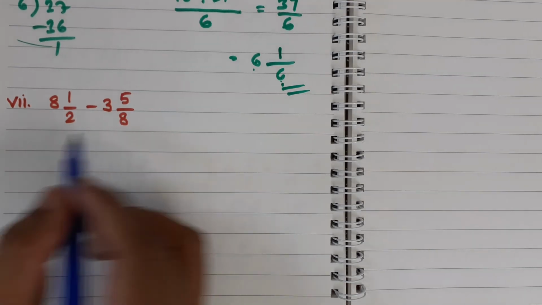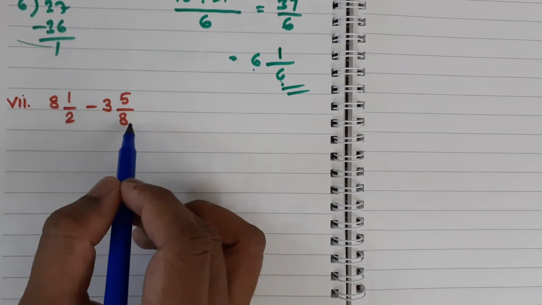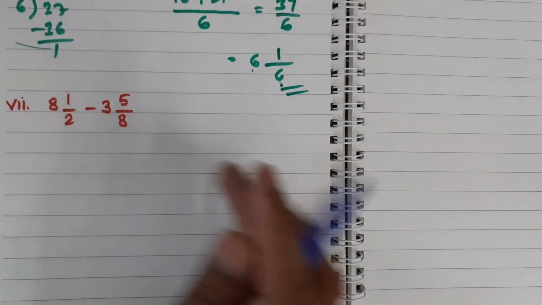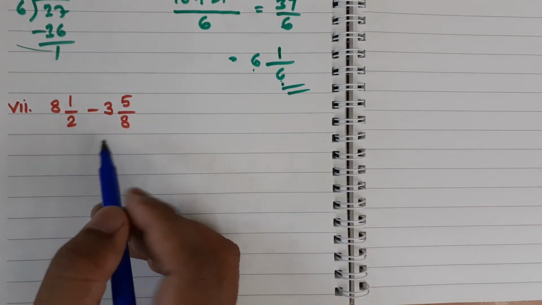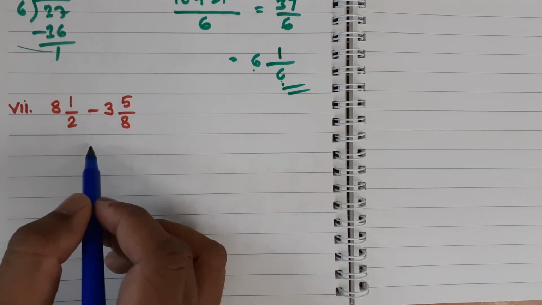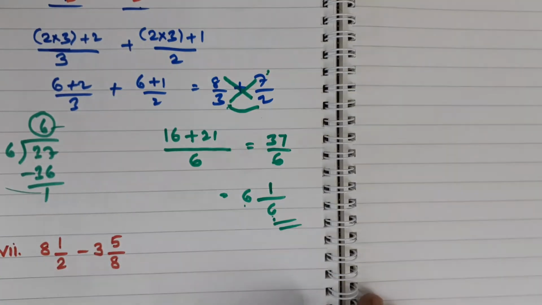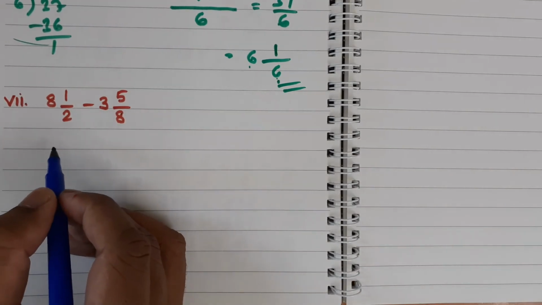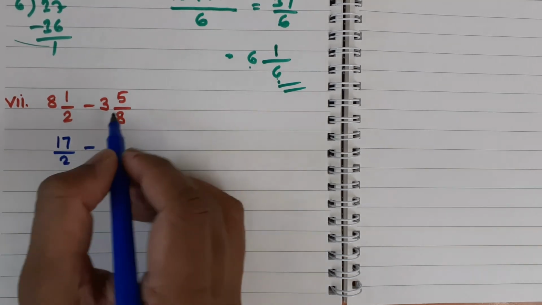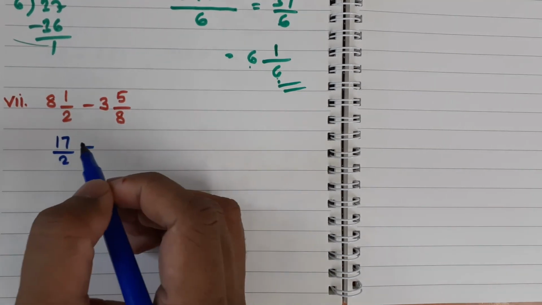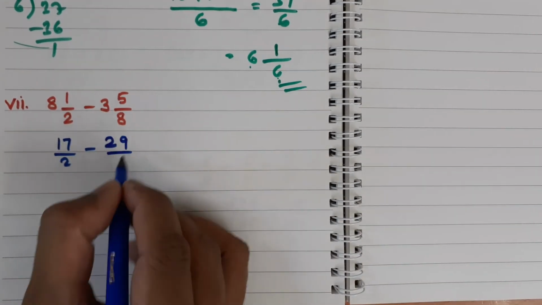Okay guys, let us solve the last one, the seventh one. 8 1 by 2 minus 3 5 upon 8. So we have the mixed fraction here. So our first step is to change this mixed fraction into improper fraction. Let us change this. Now I am doing it directly. Here already I showed you how to change the mixed fraction to improper fraction. 2 into 8 is 16, 16 plus 1 is 17 upon 2, minus 3 8s are 24, 24 plus 5, the answer is 29 upon 8.